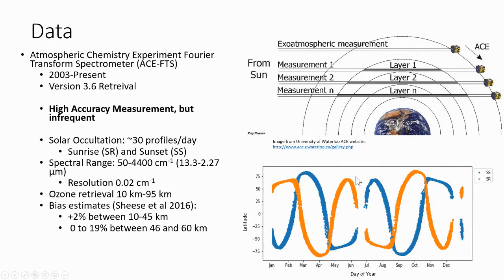The annual sampling locations can be seen in the bottom figure. And you should note that sunrise and sunset measurements make measurements of the poles at different times of year, which will influence these statistics, as those are where you expect to see the largest variation throughout the year in ozone.